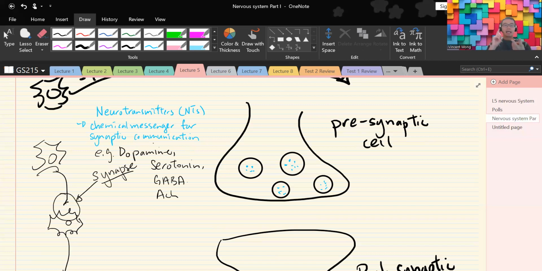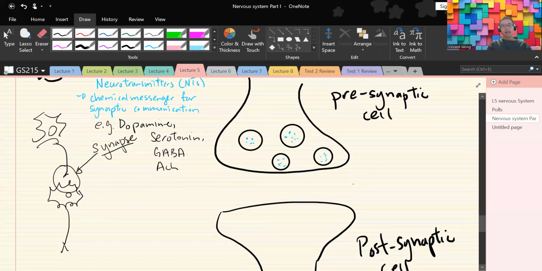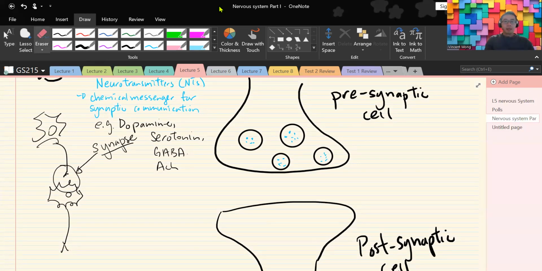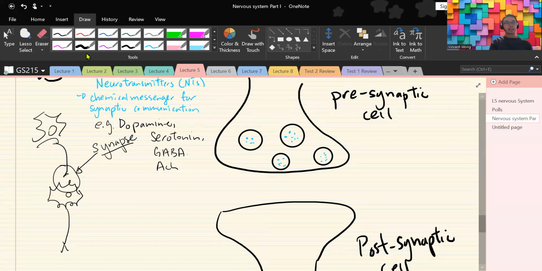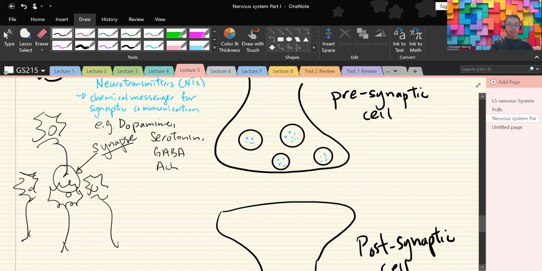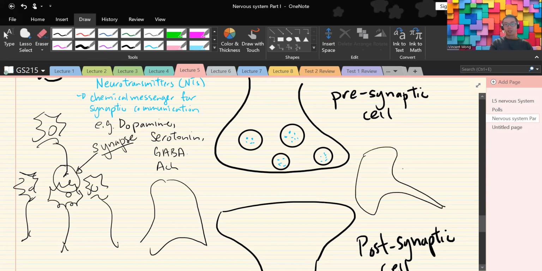Number two is that in the actual brain, it's not just one-to-one like this. A lot of times you would have a single neuron, but then there are many other neurons in the vicinity. So I'm just going to draw a few more just to show you. You don't have to draw it. I'll erase them afterwards.